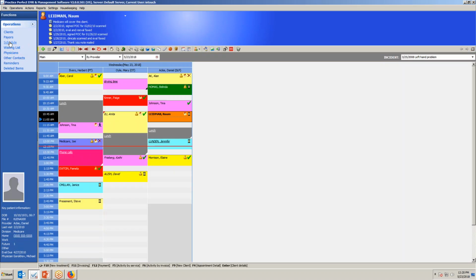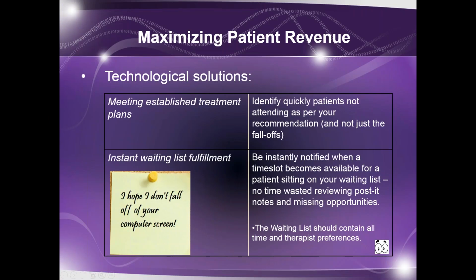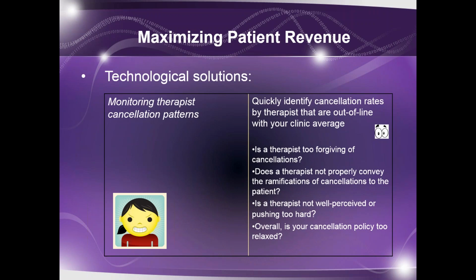Obviously, the goal is A, it automates things. B, it's getting patients in faster rather than them having to wait for you to get around to checking your waiting list. So again, waiting list management is another way of generating revenue. Meeting established treatment plans, those patients who are falling off, patients who are not coming in the way you recommended them to come in, great way to generate more revenue.